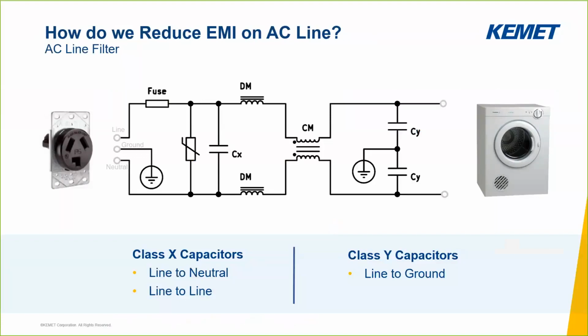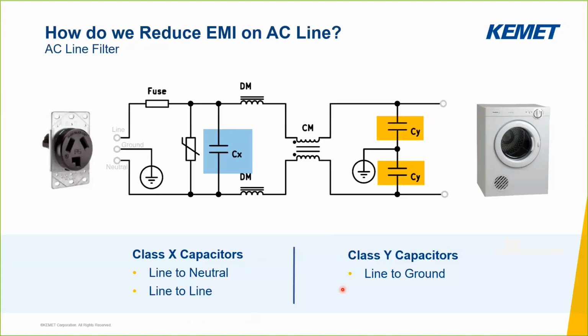But at high frequencies where the EMI is present, the inductor has a high impedance, which helps block that EMI from passing on through and getting to the dryer. Now, in addition to the inductor, capacitors are placed between the line and neutral and line to ground. Capacitors that are connected from line to line or line to neutral are called X capacitors. Capacitors that are connected from line to ground are called Y capacitors.